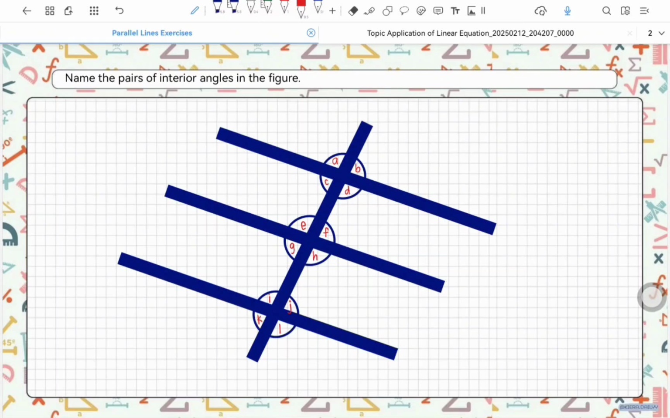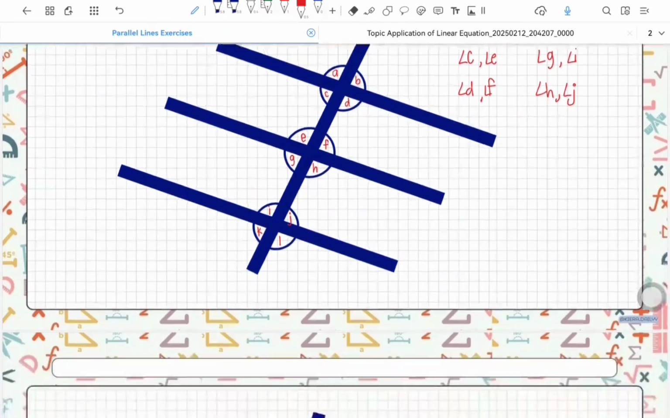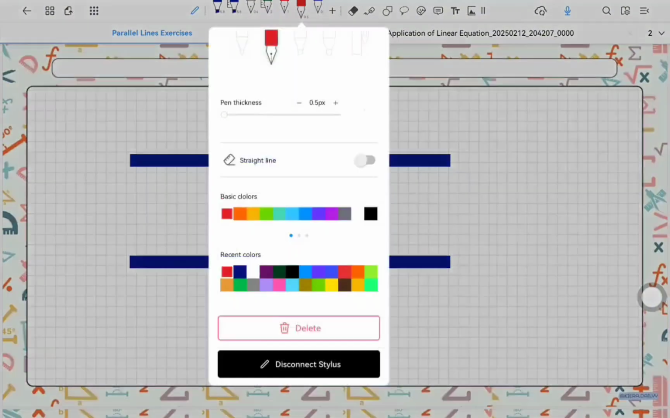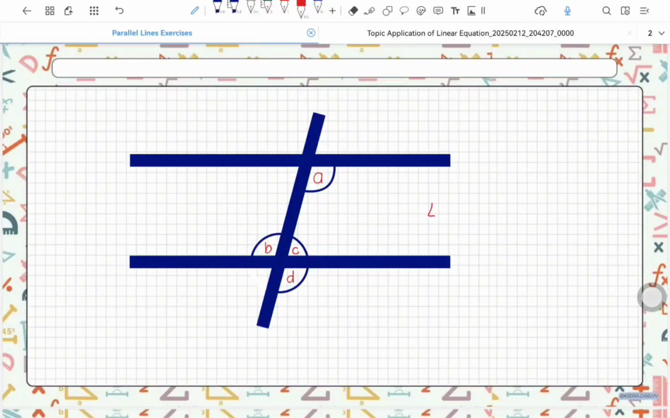So, what are the pairs of interior angles? We have angle C and angle E, angle D and angle F, angle G and angle I, also angle H and angle J. So we have four pairs of interior angles in this figure. Now let's go again. How about here? What is the pair of interior angles in this problem? If your answer is angle A and angle C, then you are correct.